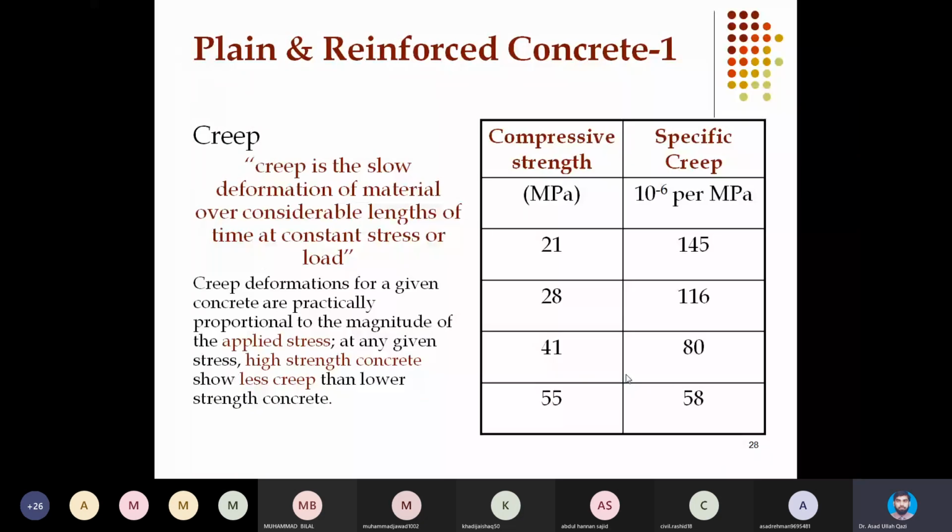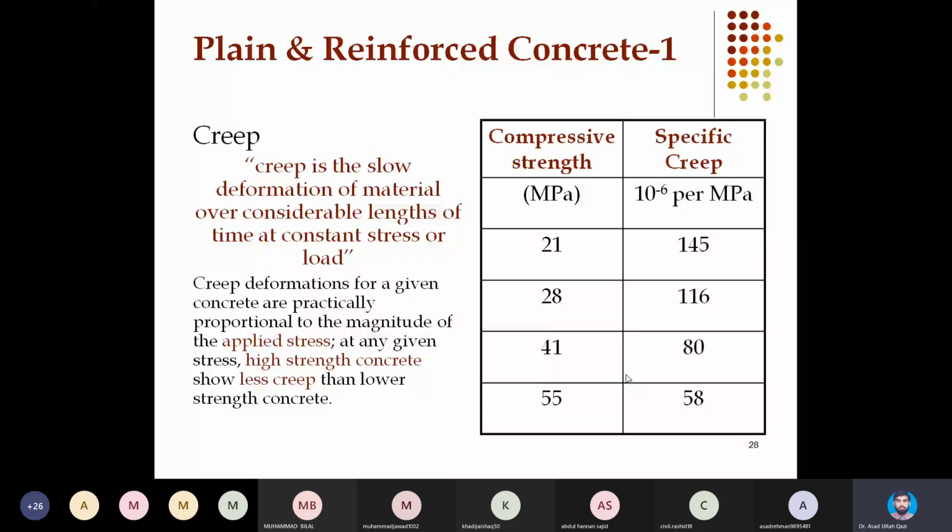In terms of creep, there is also a table given with reference to specific creep, which is related with the compressive strength of concrete, and it is summarized in terms of per megapascal stress on concretes of different compressive strength. So for 21 megapascal compressive strength of concrete, specific creep mentioned is 145 into 10 raised to power minus 6 per megapascal.